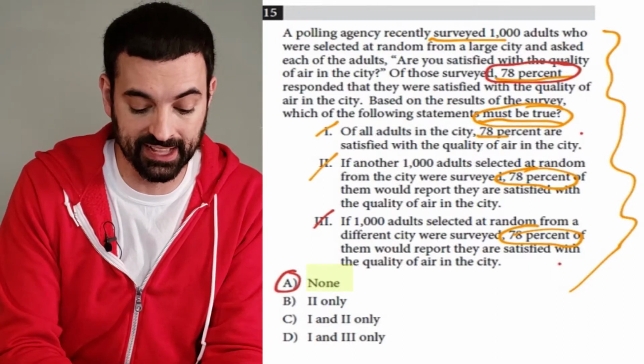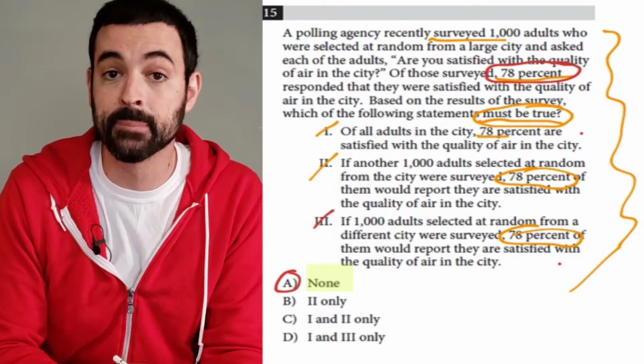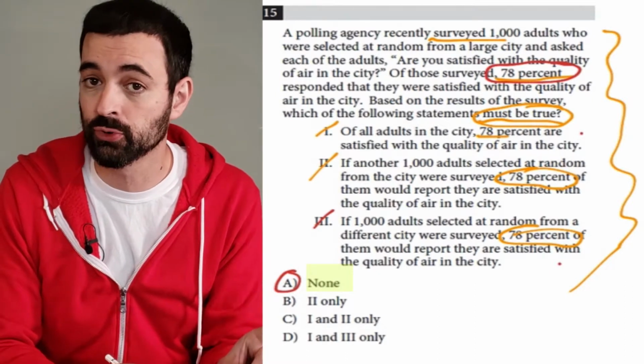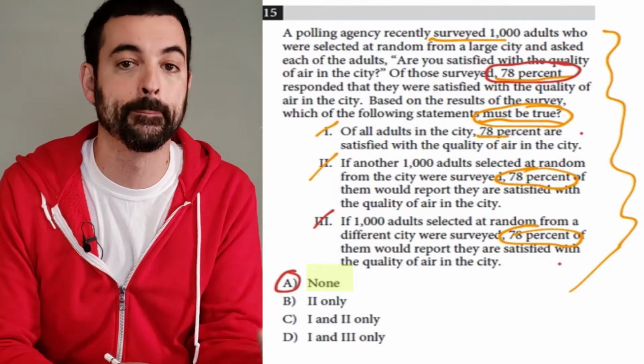And the answer here is A. None of these must be true. All of them could be true. It's not a case where any of them must be true.